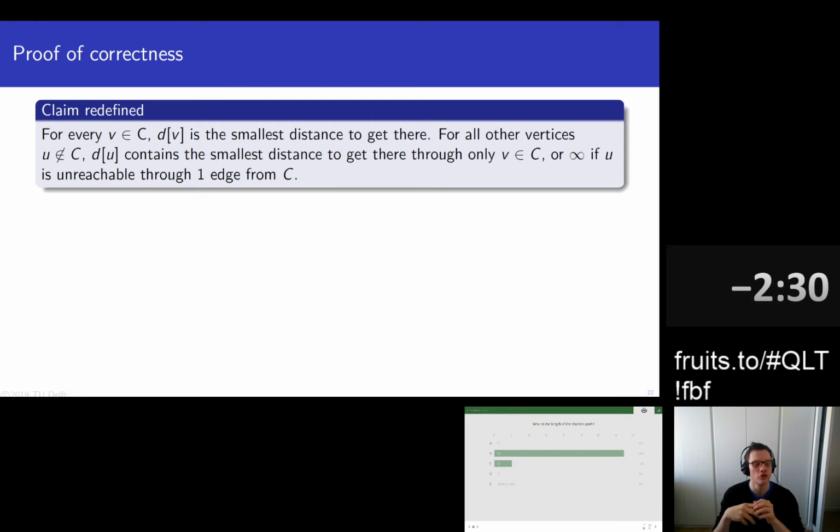For all of the vertices not in my cloud, the distance currently in the distance matrix, or the distance table, whatever you want to call it, is the smallest distance that uses only nodes inside the cloud, except for the final edge, right? So the final edge is the one that brings us from inside my cloud to this new node u that is not yet in the cloud. So d of u contains the smallest distance to get there through only vertices inside my cloud. Or infinity, if I cannot reach it in one edge from my cloud.